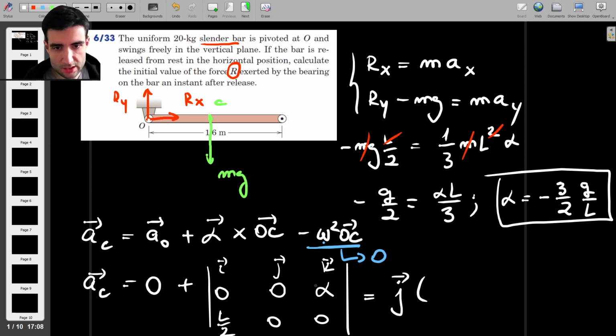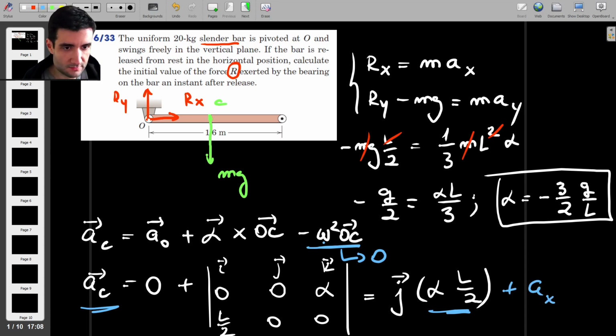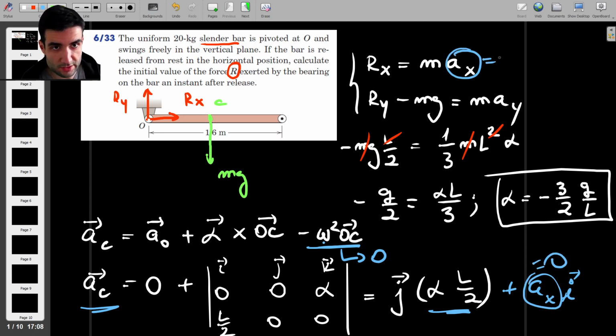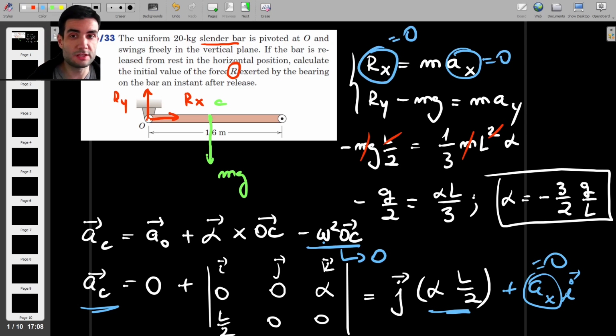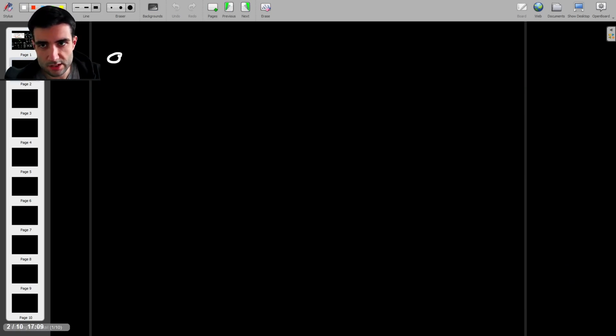So that's equal to j times alpha L over 2, which means, interestingly enough, and we might have been able to expect this, this acceleration of C only has a j component. So basically the i component or the x component is 0. And if this is 0, it means this is 0. And if this is 0, it means this is 0. So the only reaction that's occurring at the hinge in this particular instant when the bar is horizontal is Ry. And we got a formula for that. So we have aC, which only has this component that is the same as ay. So ay is the same as alpha times L over 2.